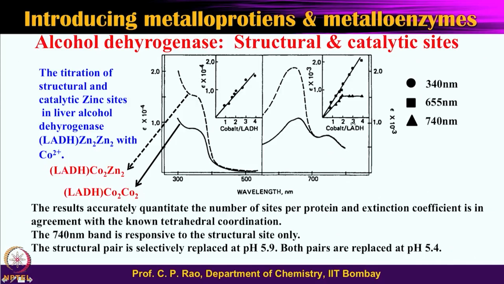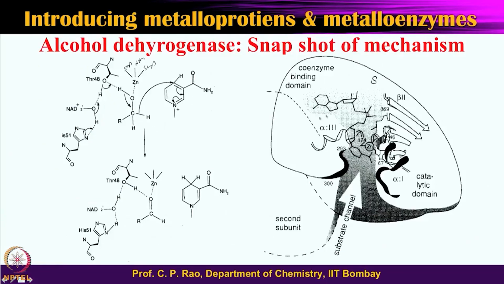So, you have a structural part, you have a catalytic part, and therefore, one can definitely identify the difference and quantify the ion 2. So, either you will be replacing the structural or you will be replacing the catalytic or you will be replacing both. That can be identified from the absorption spectra when you do the absorption spectra as a function of the addition of the cobalt ion, and that is exactly what is done. So, you can quantify the things.